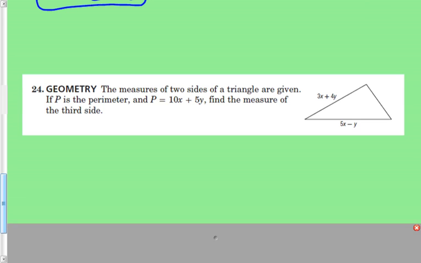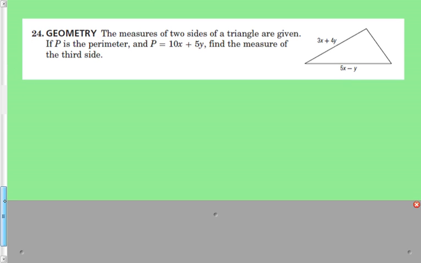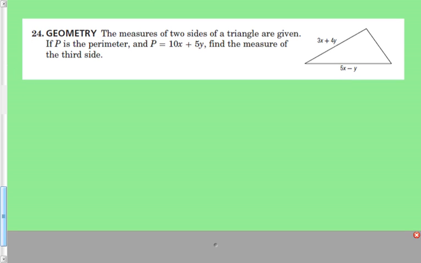All right, guys, let's see what we've got. Here's your bonus. This is actually the last question on your assignment when you come to class tomorrow. So you get to get the answer if you'll hang with me. The measures of 2 sides of a triangle are given. If P is the perimeter, and the perimeter is 10x plus 5y, find the measure of the third side.